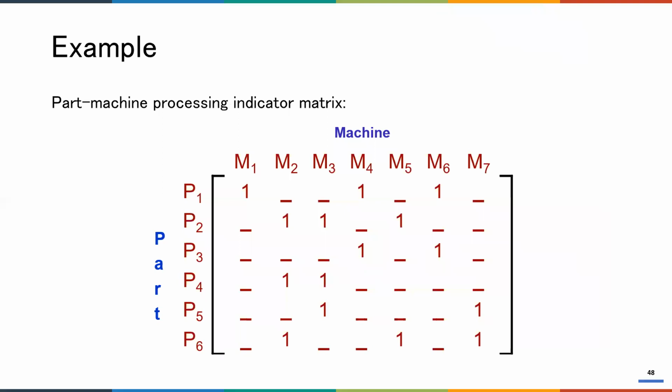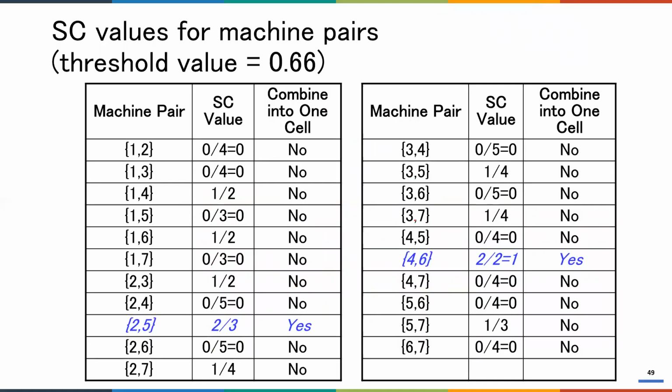So maybe this is the example. It's going to be easier once you see the example. We use the same indicator matrix as before, and then we calculate the SC value using this Jaccard coefficient. But previously, we find the machine pairs first. Because we have 7 machines, it means we have how many? 1, 2, 3.